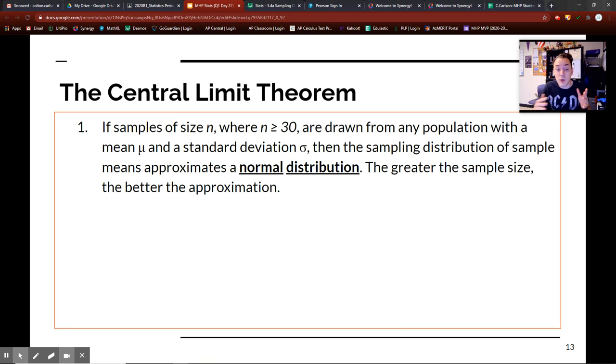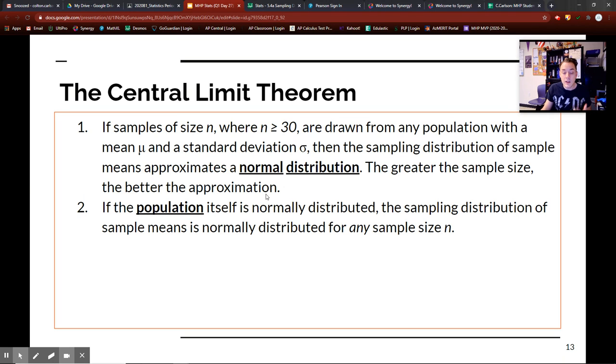But if you're given a greater size, at least 30, where your population has mean mu and standard deviation sigma, then the sampling distribution of the sample means approximates what we call a normal curve. We're going to flesh this out in a little bit. But really, this means the greater the sample size, the better the approximation of the normal curve. This also means if the population itself is normally distributed, the sampling distribution of the sample means is also normally distributed. Okay? So you really need these two things to take place.